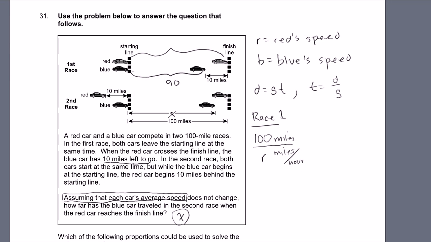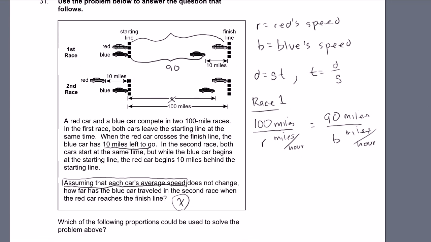Now, we also know that's the same amount of time it took the blue car to go 90 miles. So that is going to be equal to 90 miles over b, or blue's miles per hour. Right? That's what the first race tells us.